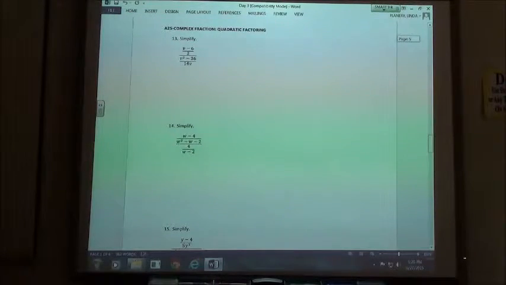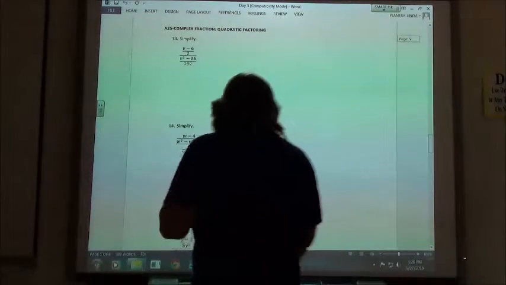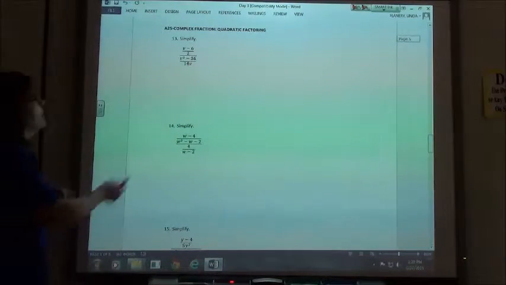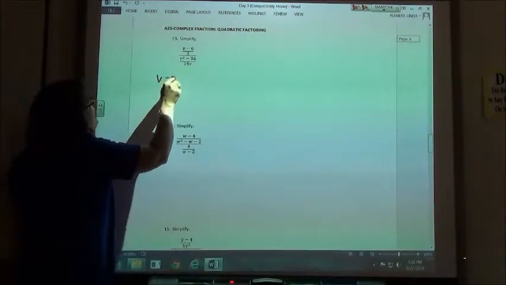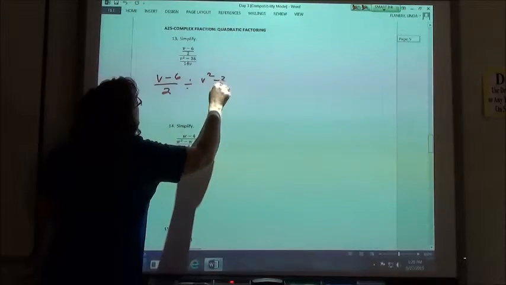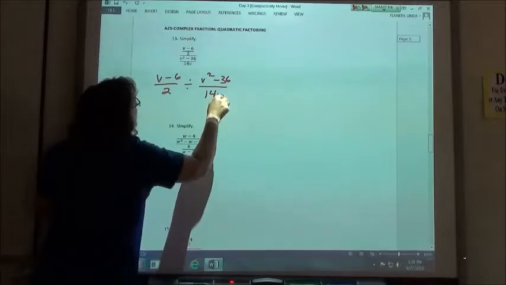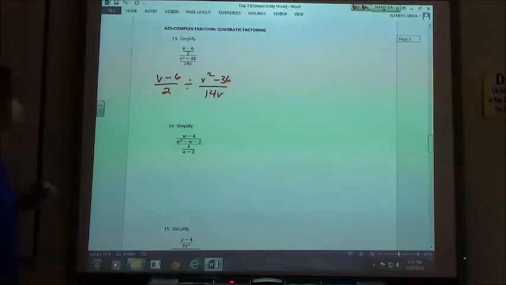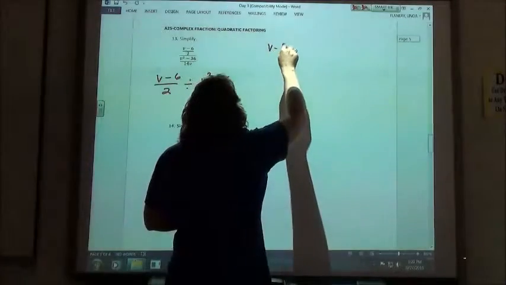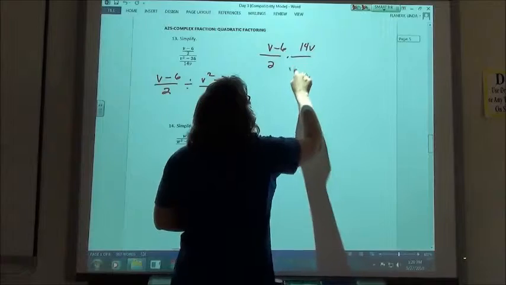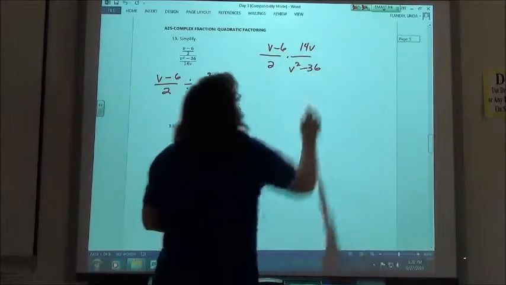The next one we have is a complex fraction with quadratic factoring. A complex fraction basically is just a division problem. This is the same thing as having (v - 6)/2 divided by (v² - 36)/(14v). So we know that when we divide fractions, we end up inverting and multiplying. So we're going to have (v - 6)/2 times 14v/(v² - 36).